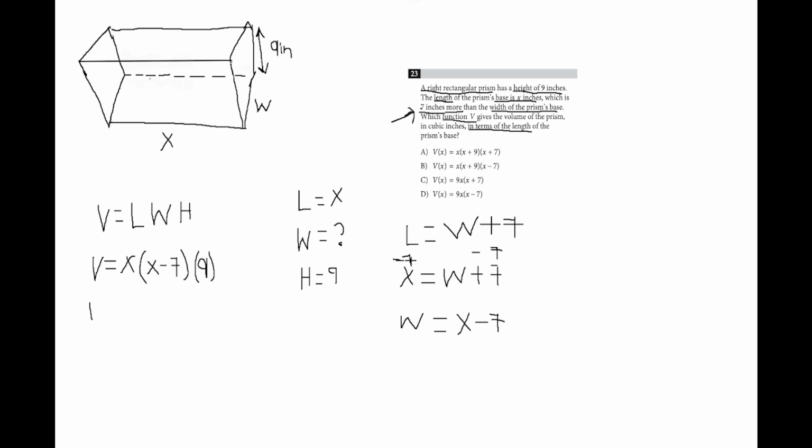Now, based on the commutative property of multiplication, we can rearrange this equation into a format that probably fits all the answer choices. We're going to have 9x times x minus 7. So that makes our answer D. Therefore, our answer is D.